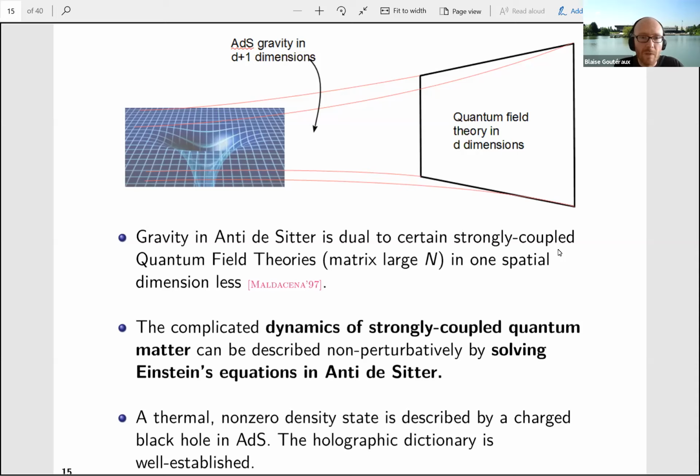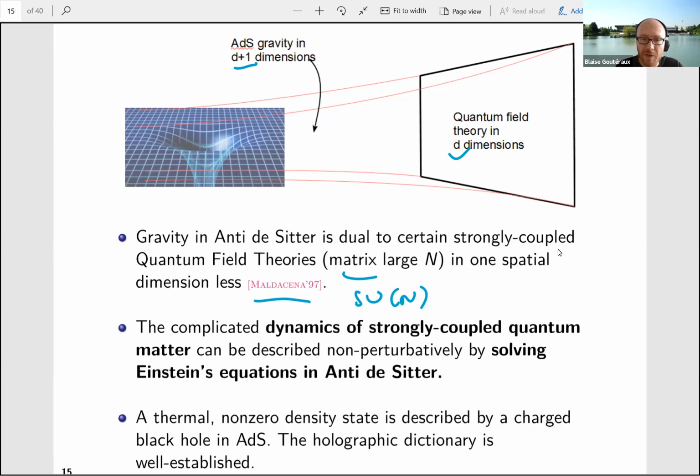So what we now understand, since this paper by Maldacena in '97, is that gravity in so-called anti-de Sitter spacetimes, which are solutions to Einstein's gravity with a negative cosmological constant, is dual to certain strongly coupled quantum field theories, which you can think of as matrix theories in the large N limit, where N is the N of SU(N), the gauge group of the matrix theory. And importantly, you lose one spatial dimension in the process. So you have gravity in d+1 dimensions and quantum field theory in d dimensions.